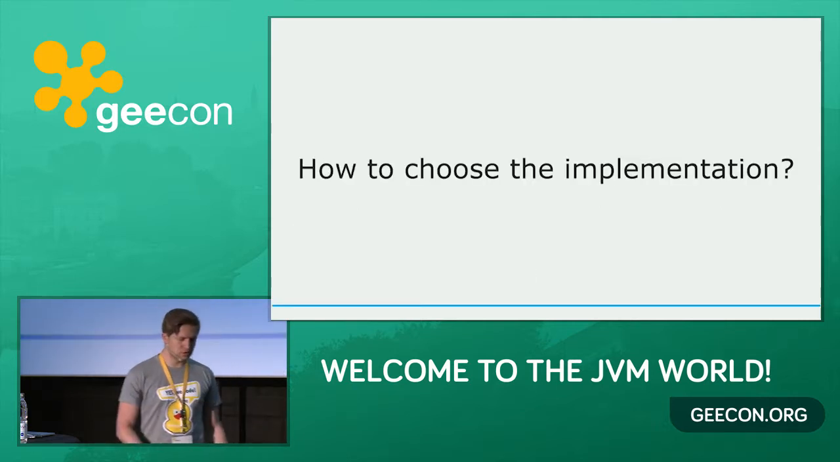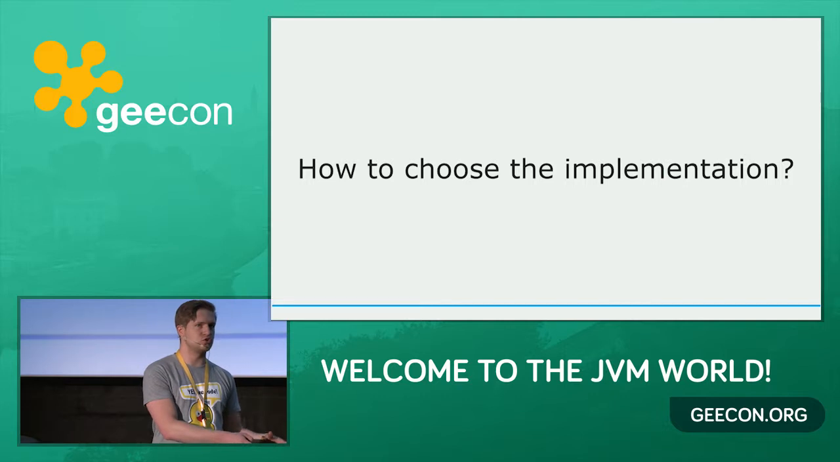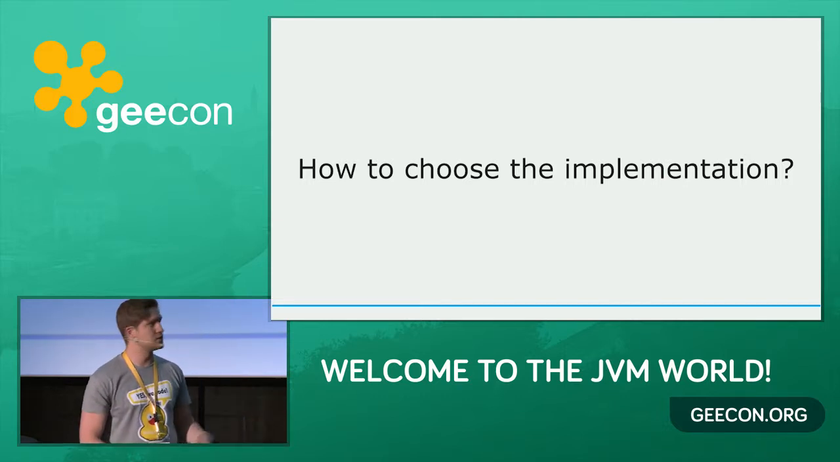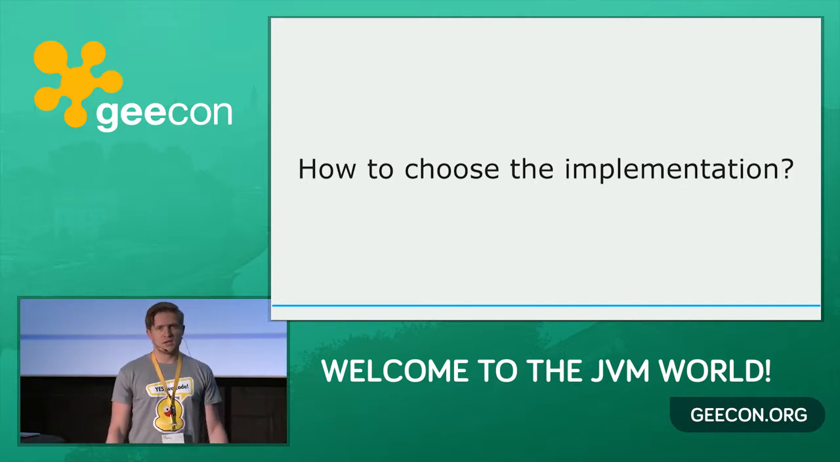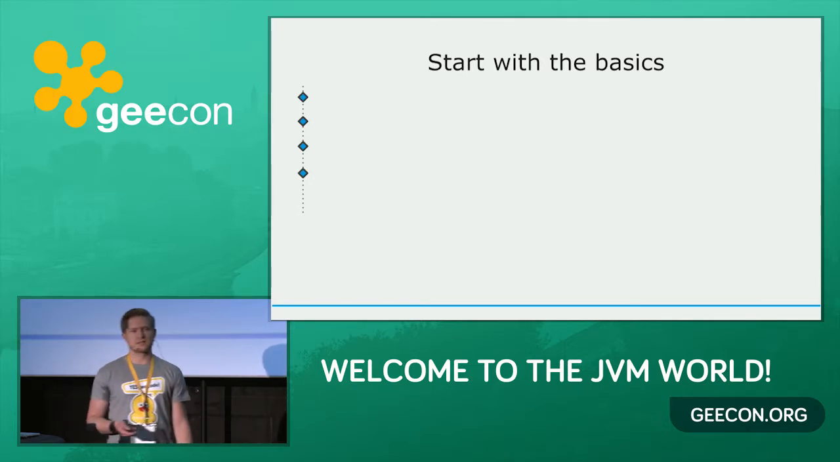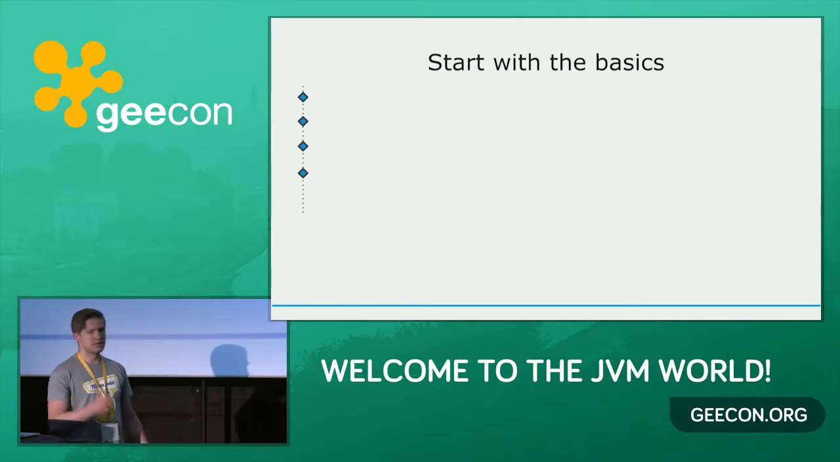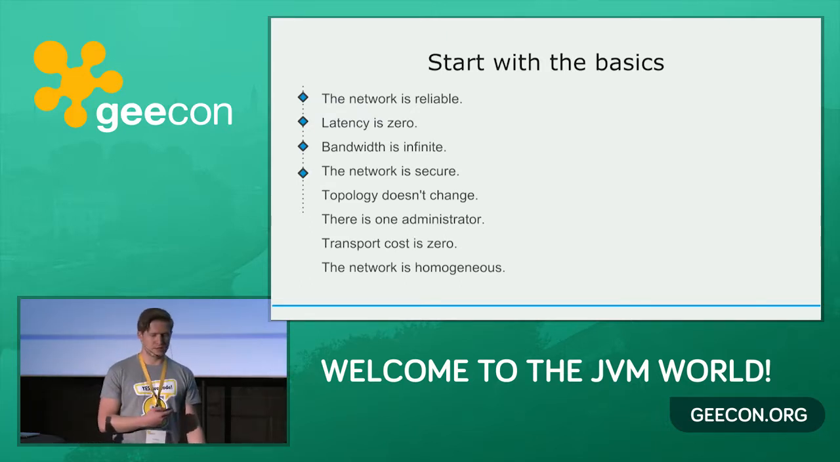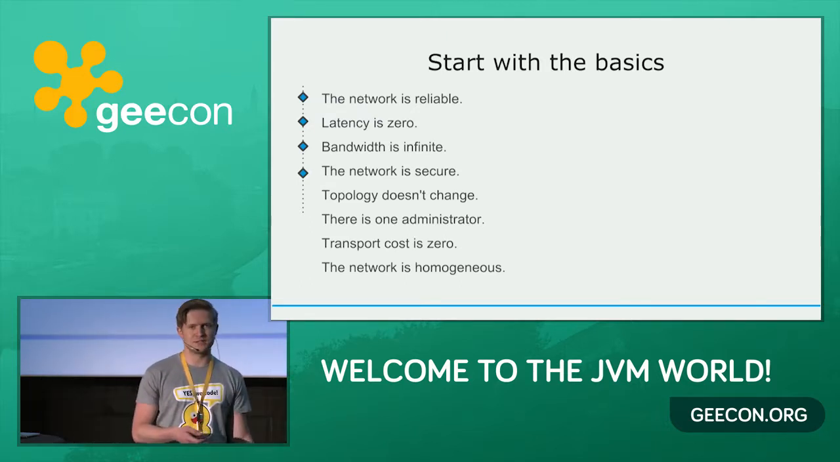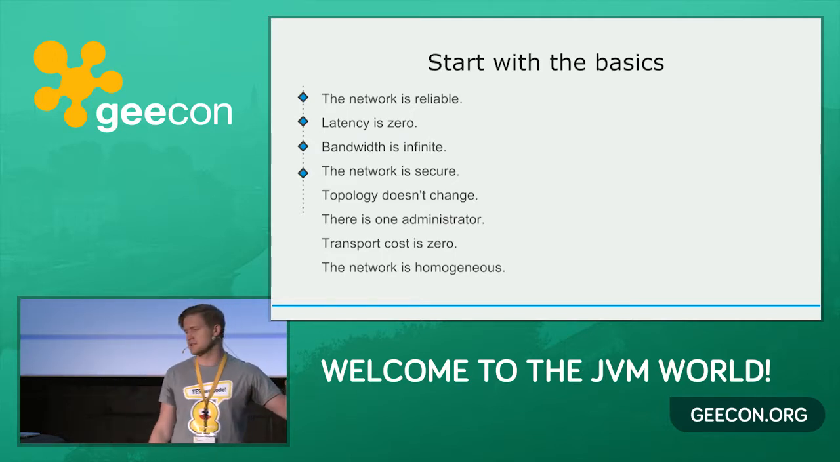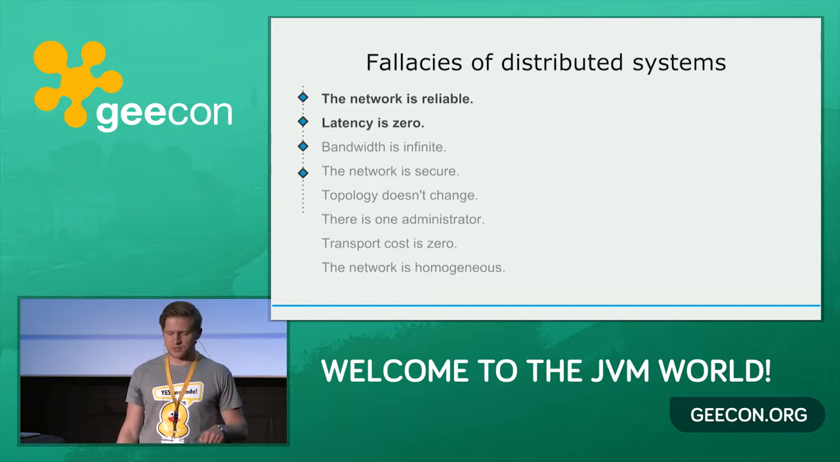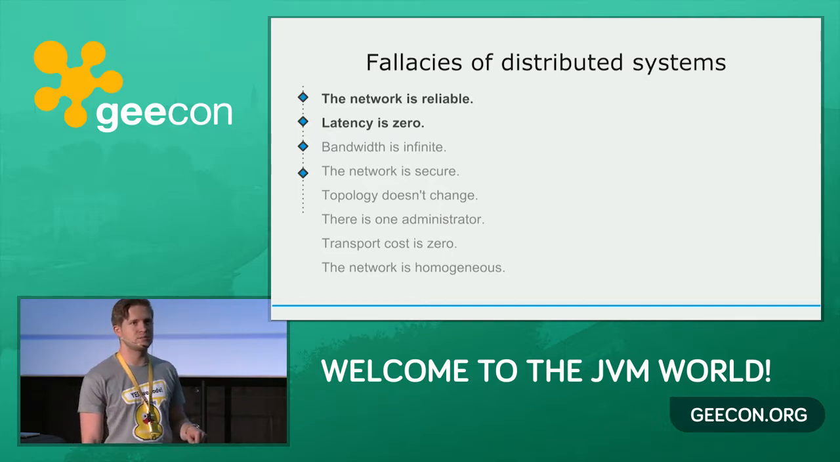So how to choose the right implementation for our project? We already settled that we don't want to choose the right API, because that comes later. We want to choose the right implementation. So what you have to do is start with the basics. And the basic thing is this. You might know this already. These are the 8 fallacies of distributed computing. I'm not going to go through them one by one because they are not so interesting for us at the moment. But these are the basics. These are the 2 points that actually interest us in the context of HTTP clients.